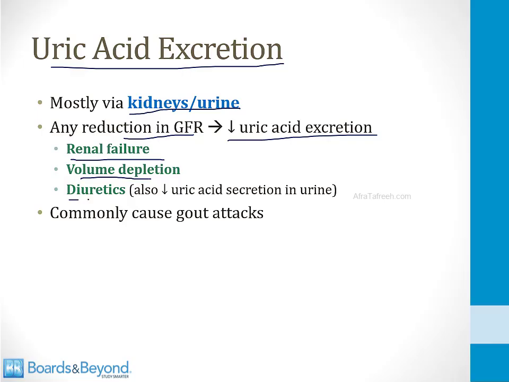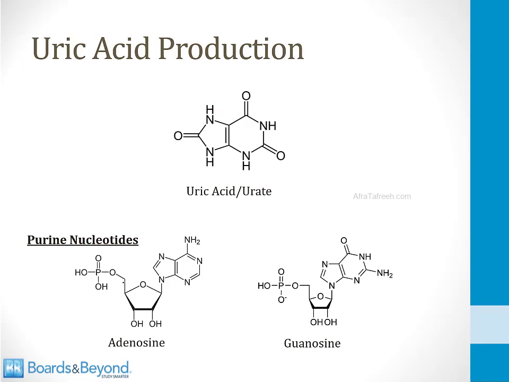Any patient that takes diuretics is at increased risk for a gout attack, and that's because diuretics decrease the glomerular filtration rate. Also, many of them directly interfere with uric acid secretion, and so for both of these reasons, diuretics often lead to gout attacks. All of these things, renal failure, volume depletion, and diuretic therapy, are commonly associated with gout attacks, and that's because they all impair the excretion of uric acid. You can also get hyperuricemia and gout from overproduction of uric acid, so let's talk about how uric acid is produced now.